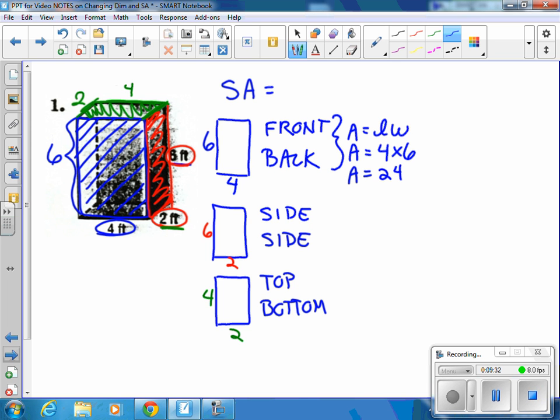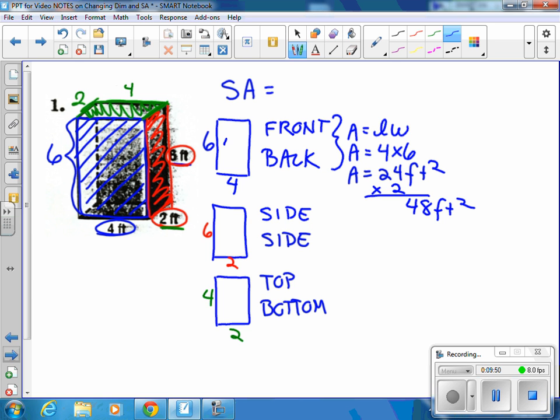What are we doing here? This was feet squared. Okay. Now that's only for one of our rectangles, but we know we have 2 of them. So I need to either times it by 2 or add it together. So I'm just going to times by 2. That gives me 48 feet squared.